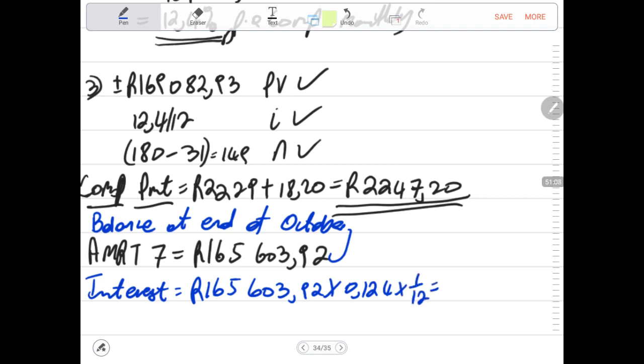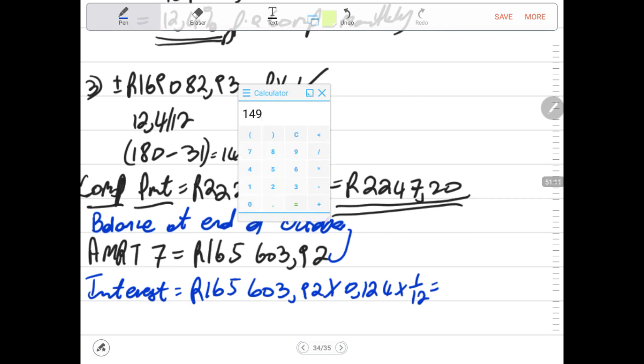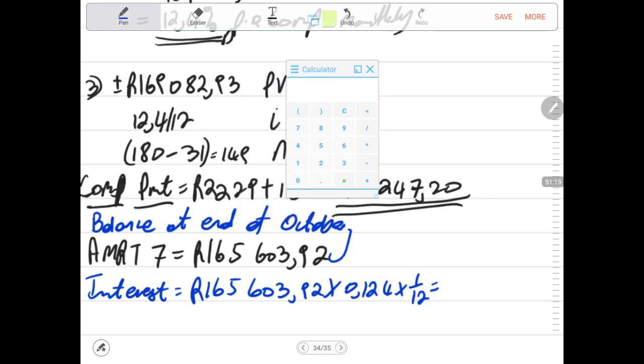So now let us see how much we are going to get. Don't clear your calculator, please remember that. You can just continue with your calculations without clearing the calculator, because the calculator still has the memory on the screen. 165,603.92 times 0.124 times 1 over 12 will give us the interest of 1,711.24.